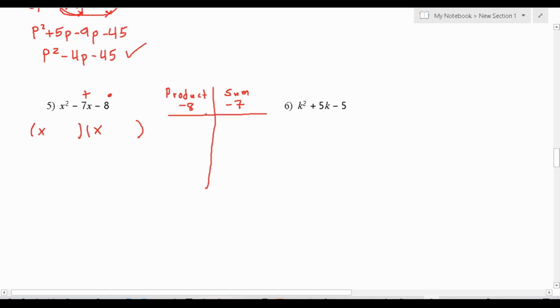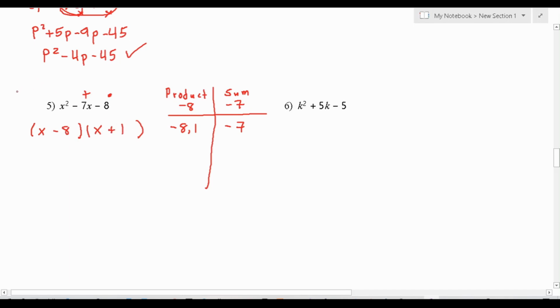We're looking for two integers that satisfy those requirements. Let's see. What about negative 8 and positive 1? Again, negative 8 times positive 1 is negative 8. Negative 8 plus 1 is negative 7. So those do meet our requirements. So we know our two factors are going to be negative 8 and positive 1.